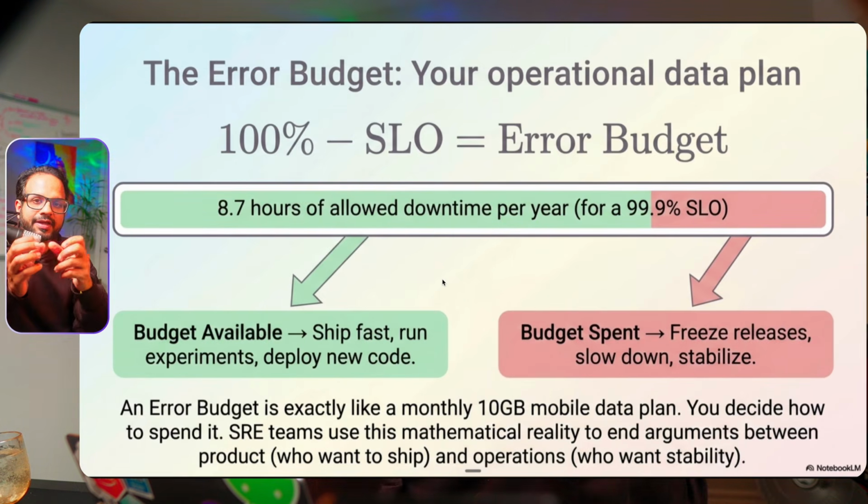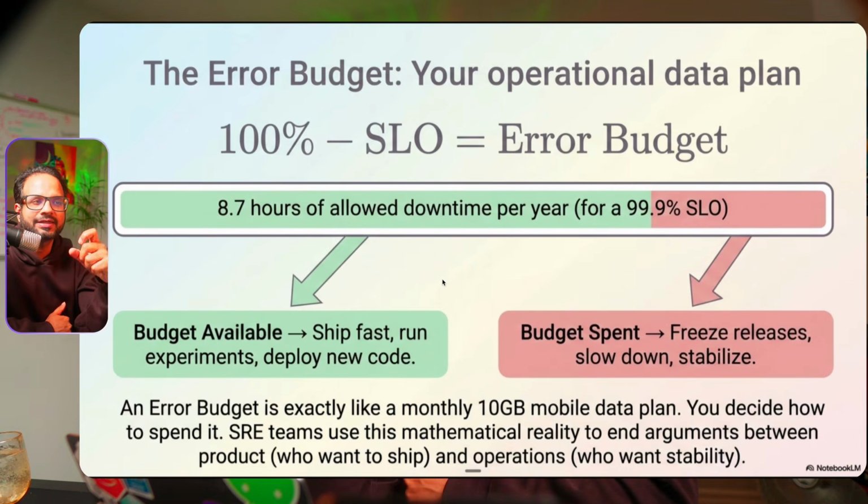For example, if you have a 99.9% SLO, that 0.1% is equal to something like 8.7 hours, right? So that means you are allowed to have 8.7 hours of downtime per year. It doesn't mean that you just shut down your system for that 8.7 hours every year if it did not happen automatically. It means that you have this budget to play around with.